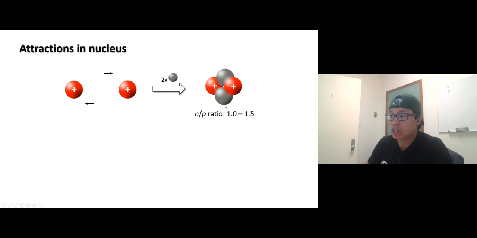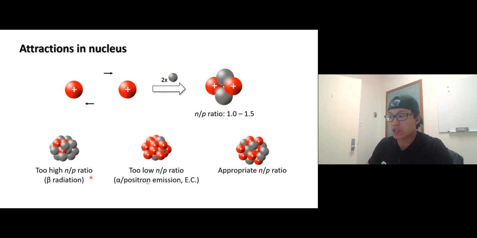Too much of a good thing is not good, right? Too many neutrons, not good. Too many protons, not good either. They dissociate. Only an appropriate neutron and proton ratio makes the nucleus stable. So the appropriate neutron and proton ratio determines the stability of a nucleus.